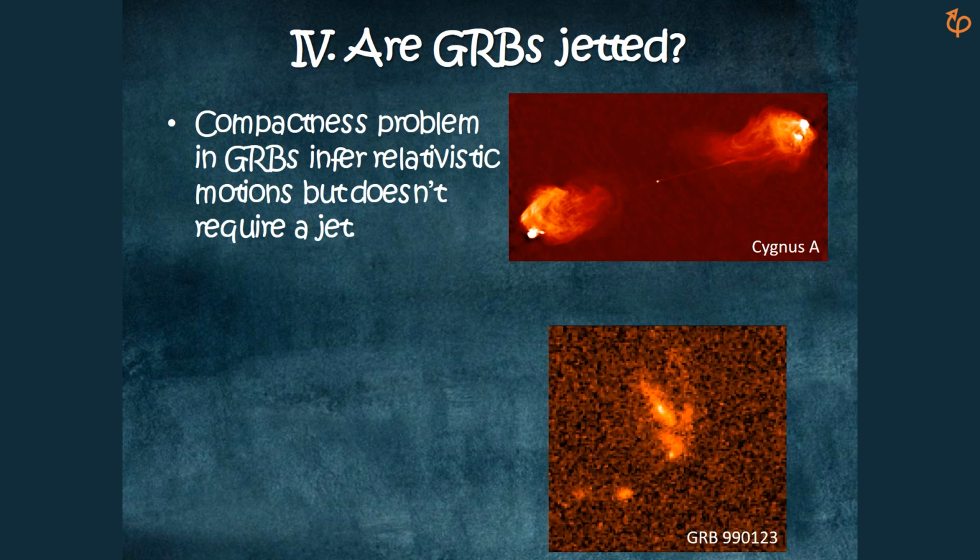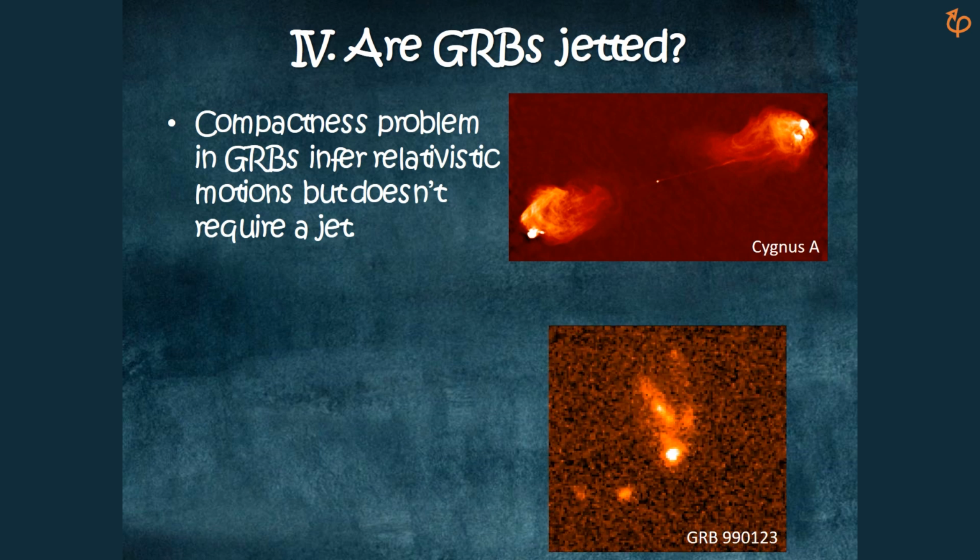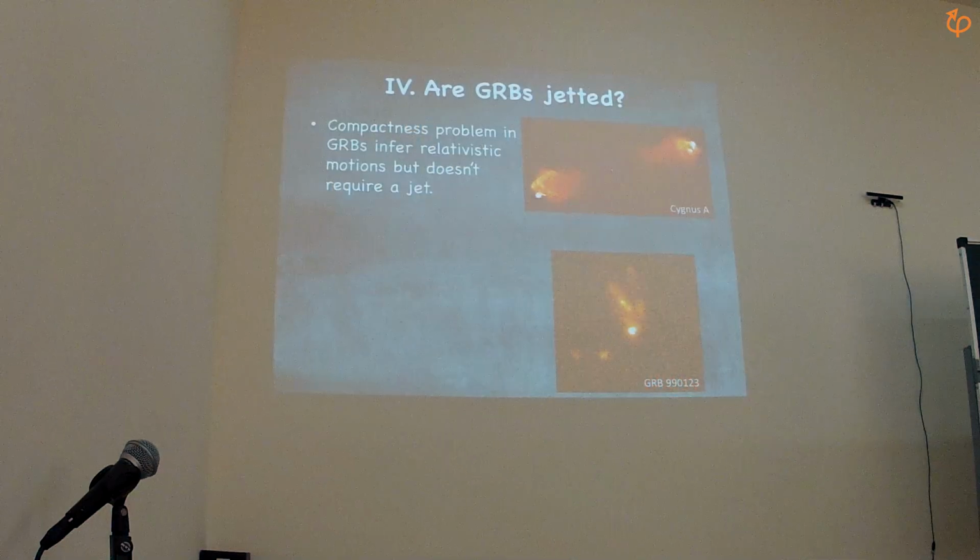Okay? In GRBs, they're actually in ultra-relativistic motions, but that does not tell me that what I see is an actual jet. Because again, I could see a blob that is expanding in all directions, like a spherical shell, and it will give me exactly the same result that I see here as a jet. Okay, the compactness problem does not tell me that what I see is a jet.